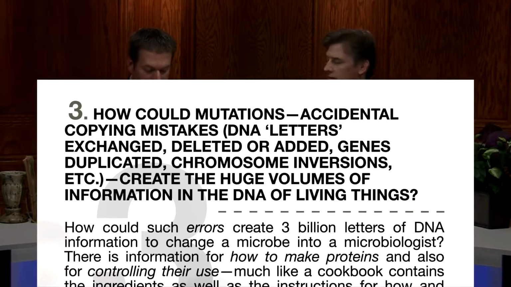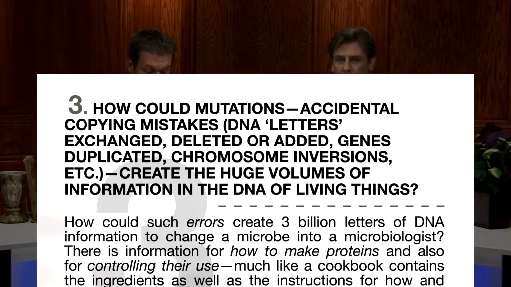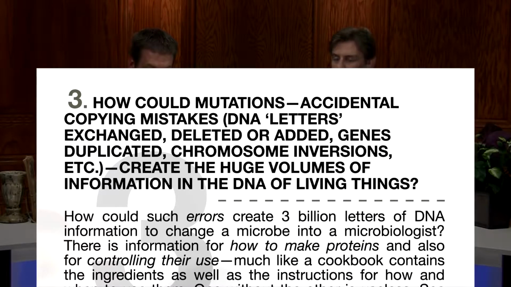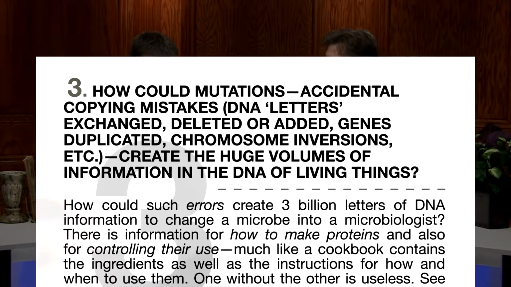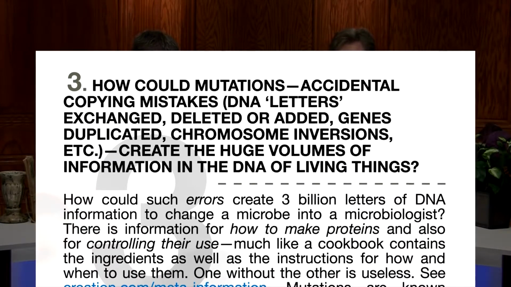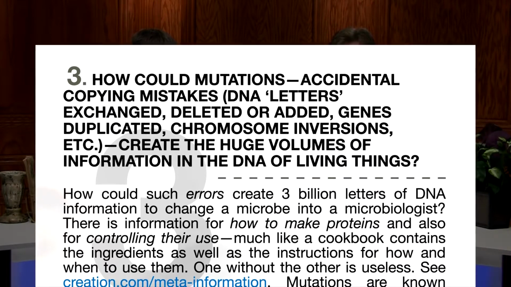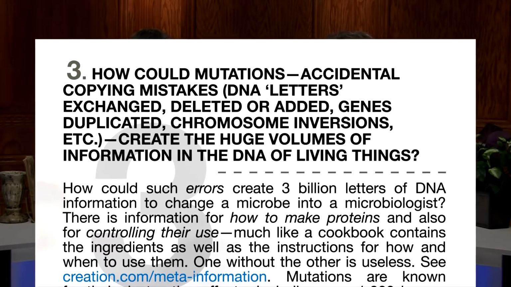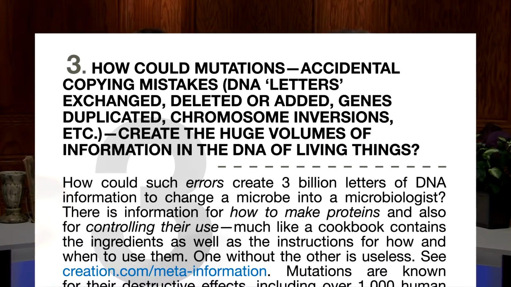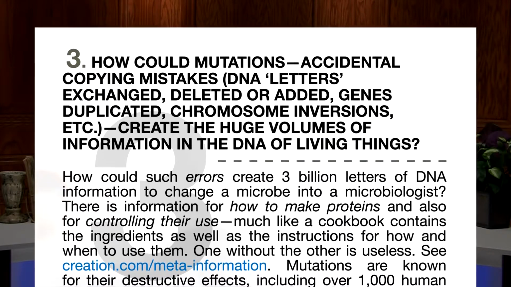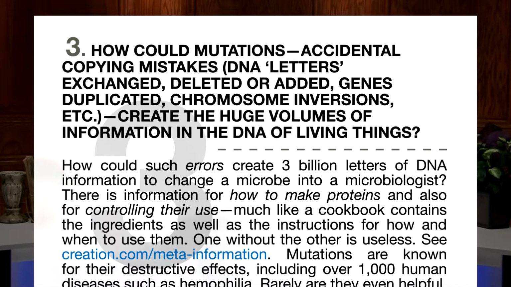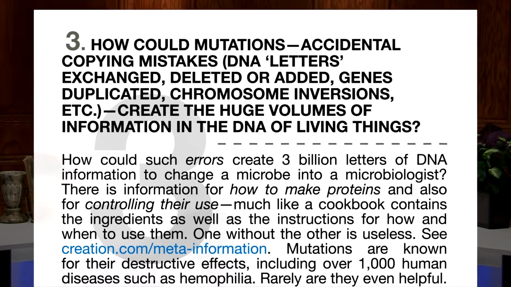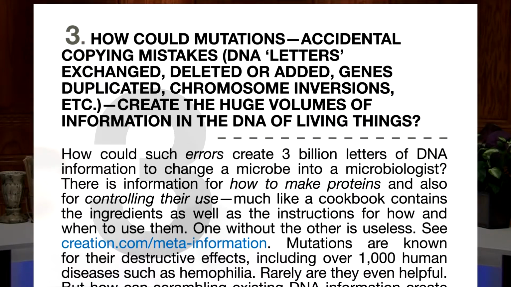How could such errors create 3 billion letters of DNA information to change a microbe into a microbiologist? There is information on how to make proteins and also for controlling their use, much like a cookbook contains the ingredients as well as instructions for how and when to use them. One without the other is useless. See, for example, creation.com/meta information for more details on that particular dilemma.